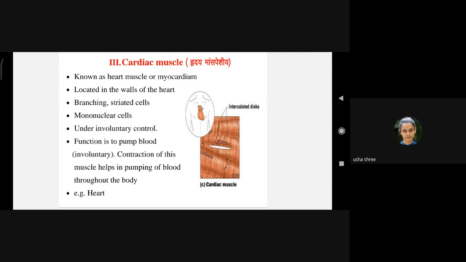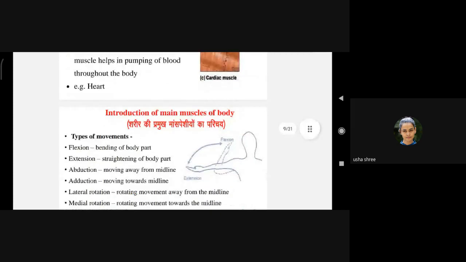Function is to pump blood. Contraction of this muscle helps in pumping of blood throughout the body. Obviously, when the heart pumps, only then is the force generated and the flow continues throughout the body. So, the example is the heart only.